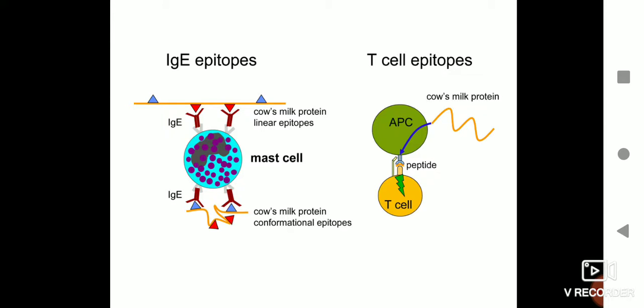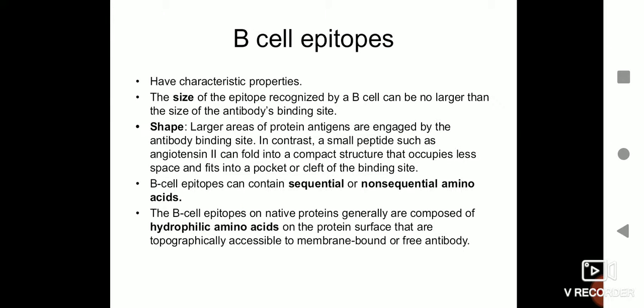antigenic determinants, right? Similarly, B cell epitopes are those which are recognized by B cell receptors, and the size of the epitope which is recognized by any B cell cannot be larger than the antibody binding size, right? And the shape usually can be much larger, but then they usually become very compact by folding on themselves in such a way that they can fit into the cleft of the binding site, right?